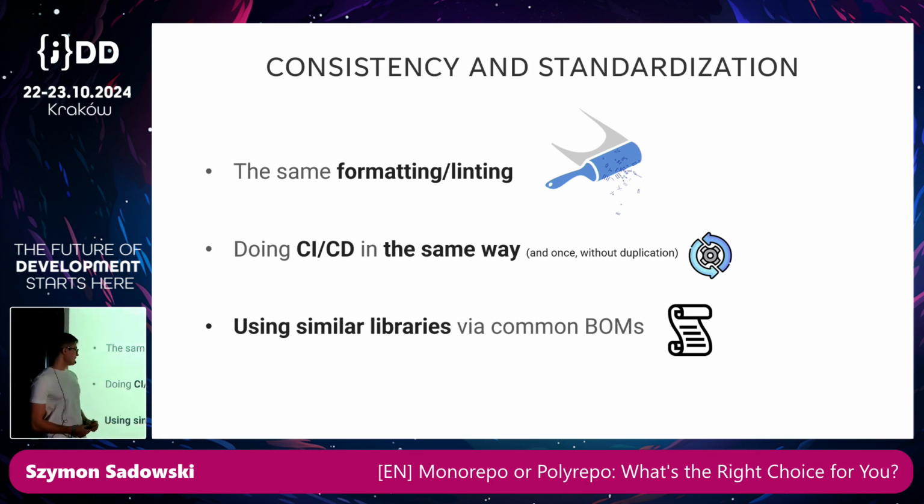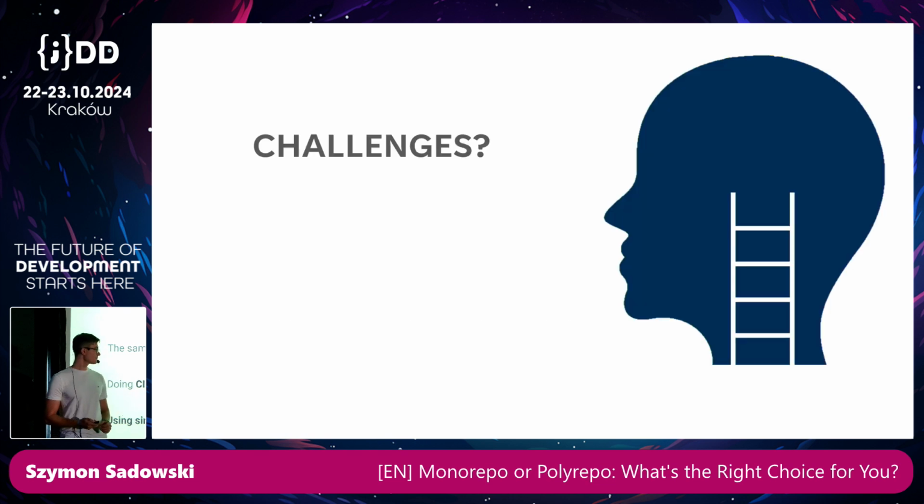Using similar libraries via common BOMs, this we touched upon already. You can have a common BOM, bill of materials, where we specify and enforce or encourage the use of certain libraries and certain versions of libraries. This is very helpful. For example, from practice, I can say that at a certain point we had a couple of libraries for gRPC, and right now we settled on just one, which makes our life much easier.